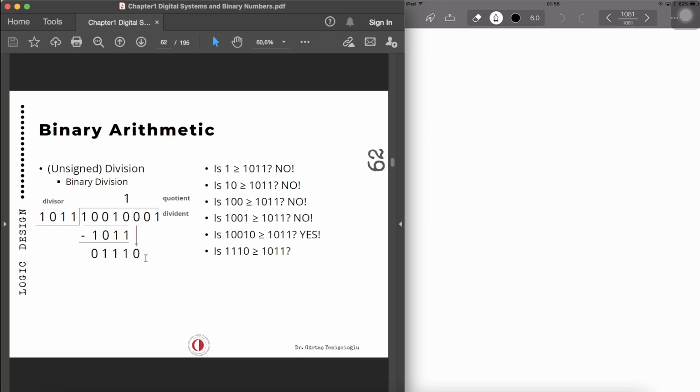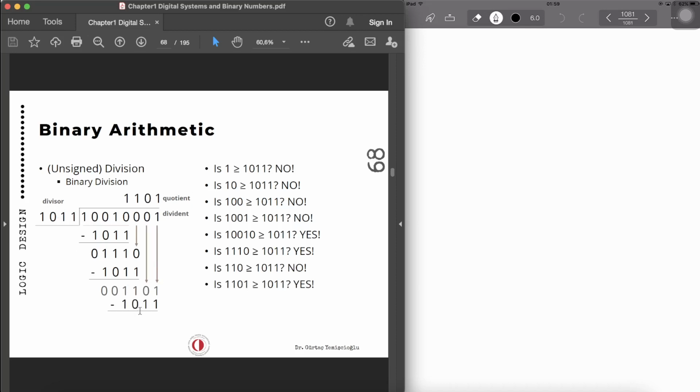Now 1110, is it greater than the divisor? Yes, it is. So we subtract the divisor from the dividend. That means this is 1 and that's going to be subtracted. So we have got 0011. Then we drop down another 0, 110. Is it greater? No, so it's 0. Then another one, 1101. Yes, it's greater. So that means this is going to be 1 and you just subtract that. And we get 210 as the remainder of this division operation.